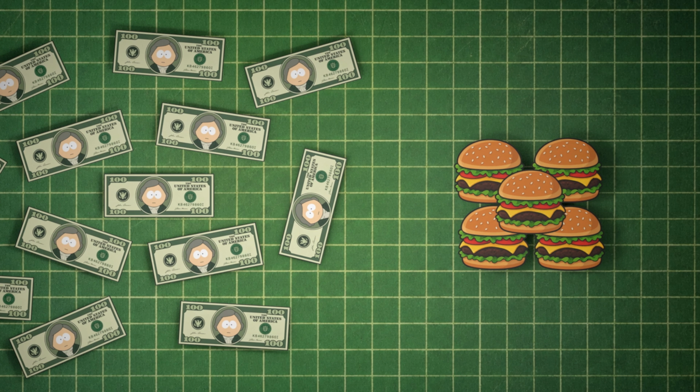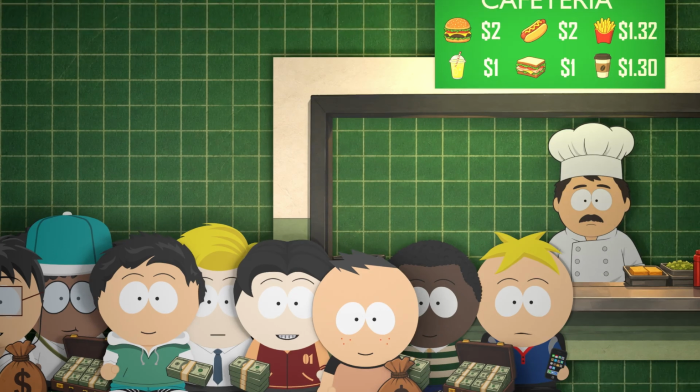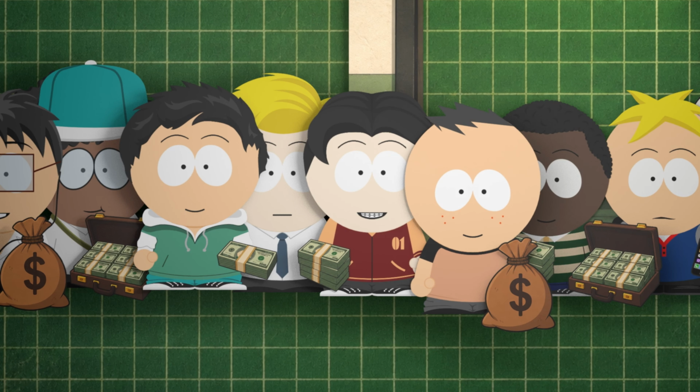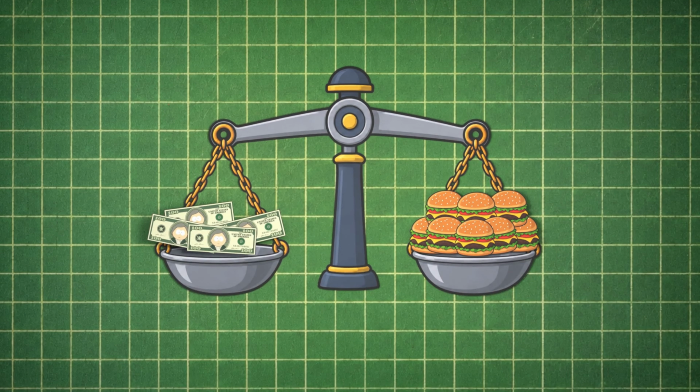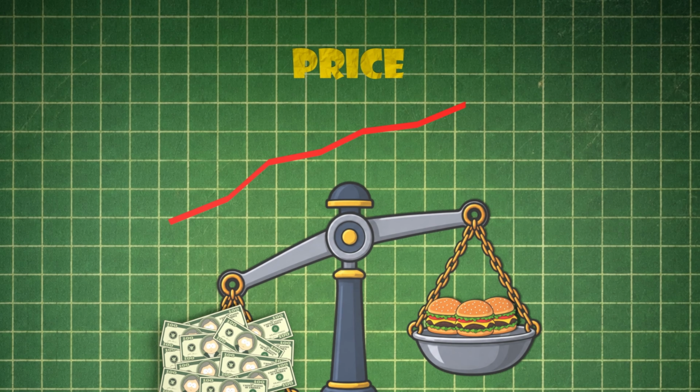Prices begin rising faster and faster. First, a burger costs $2, then $20, then $200, then $2,000. A few months later, students have to bring backpacks full of cash just to buy a single burger. This is called hyperinflation. It's when prices rise extremely fast and money rapidly loses its value. So there's a simple pattern. When there is more money or fewer goods, prices usually rise.